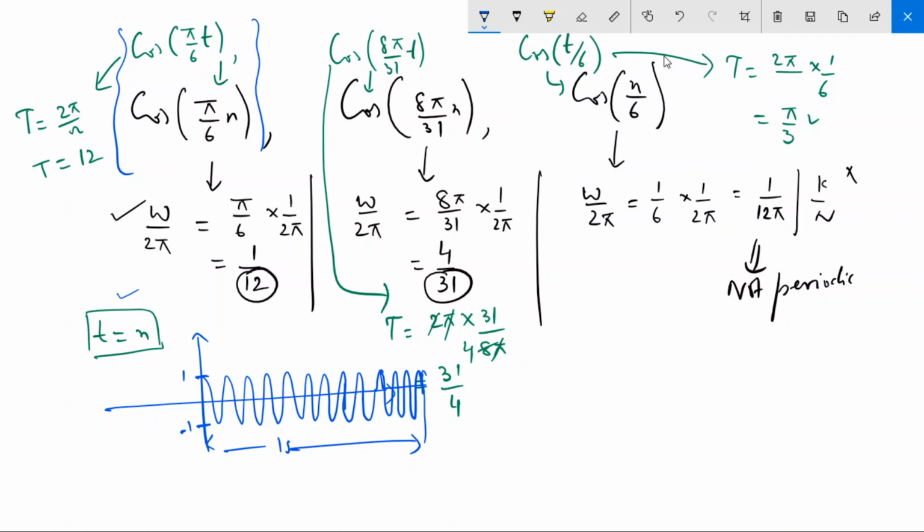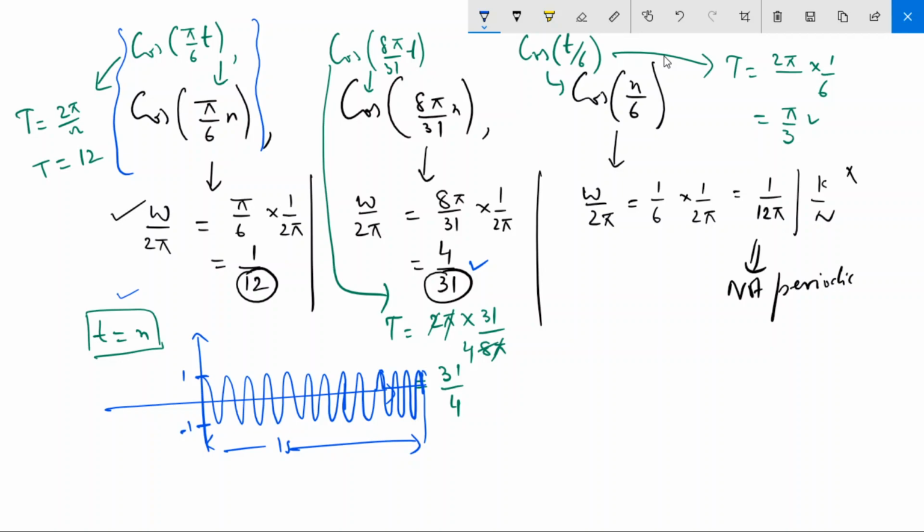If you look at the second case, the continuous time signal has a time period of 31 by 4, but the discrete signal has a time period of 31. So why is it so? Because this signal has a time period of 31 by 4, but you are sampling it at an interval of 1 second, that is you are taking only integer values, so you will not get a sample at 31 by 4 in discrete time.